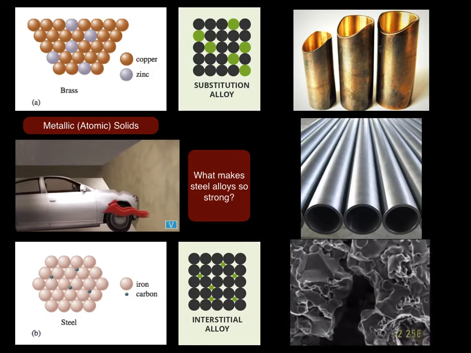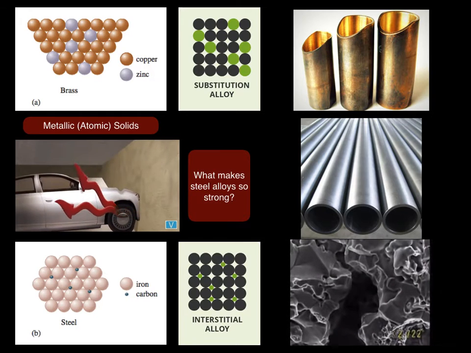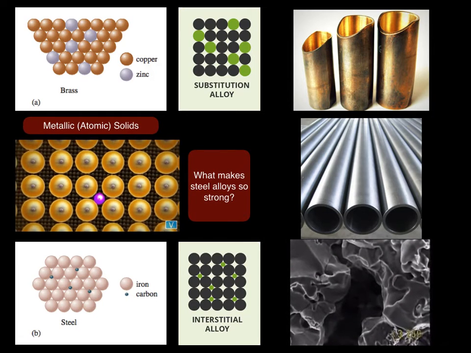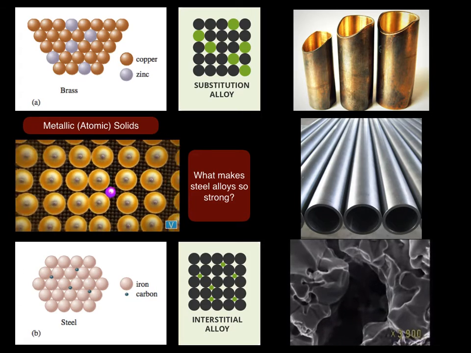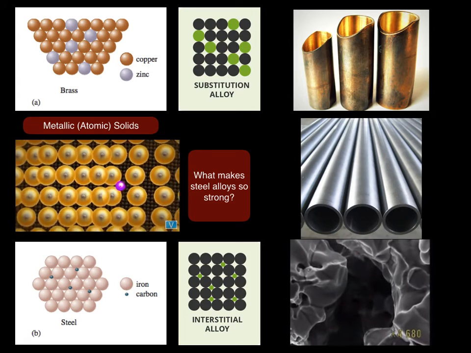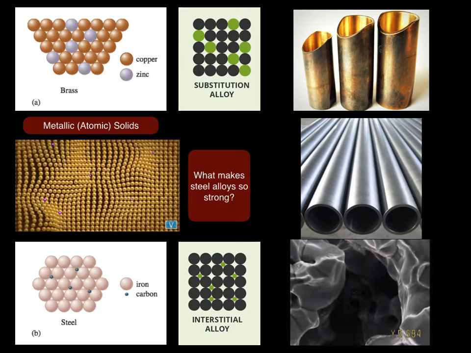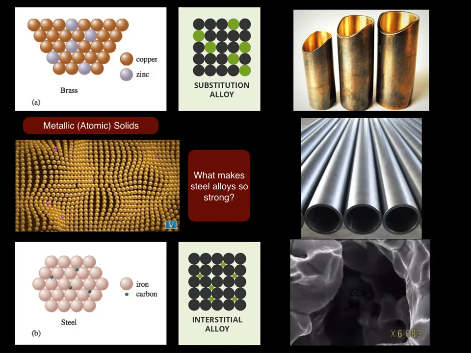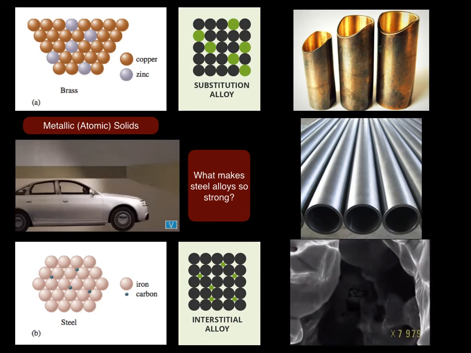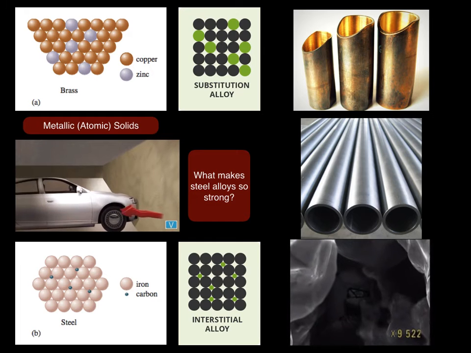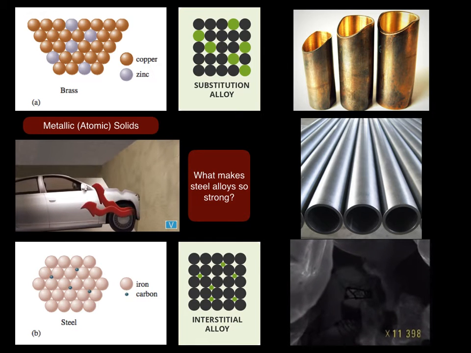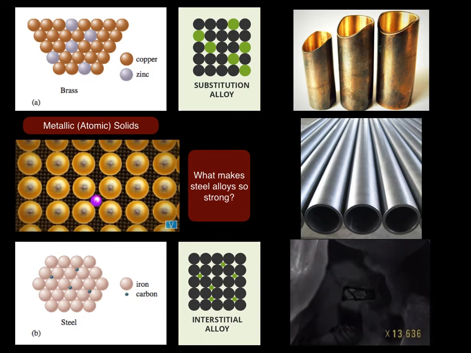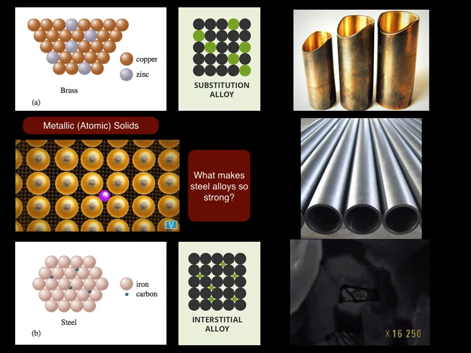Steel is an example of an interstitial alloy because the very small carbon atoms fit into the interstices of the iron matrix. Stainless steel is an example of a combination of interstitial and substitutional alloys because the carbon atoms fit into the interstices, but some of the iron atoms are substituted by nickel and chromium atoms.